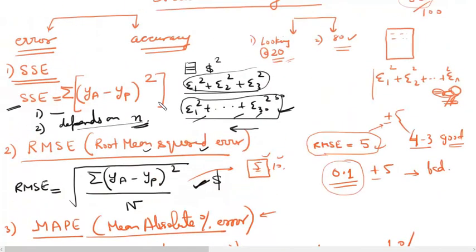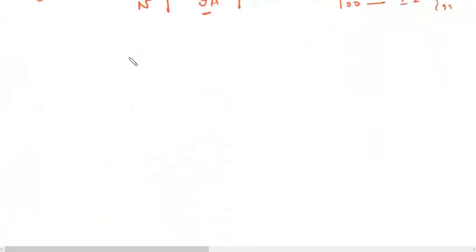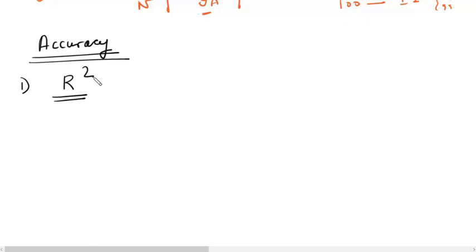Now coming to the accuracy side, let's see what are the accuracy parameters that are used. The accuracy parameter used in case of a linear regression, the first parameter that we will be looking at is called R-square, capital R square, which is also known as coefficient of determination.